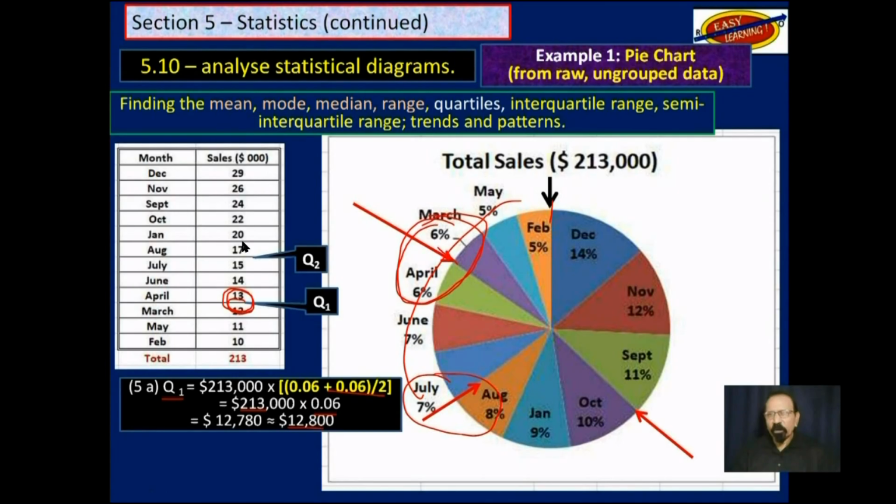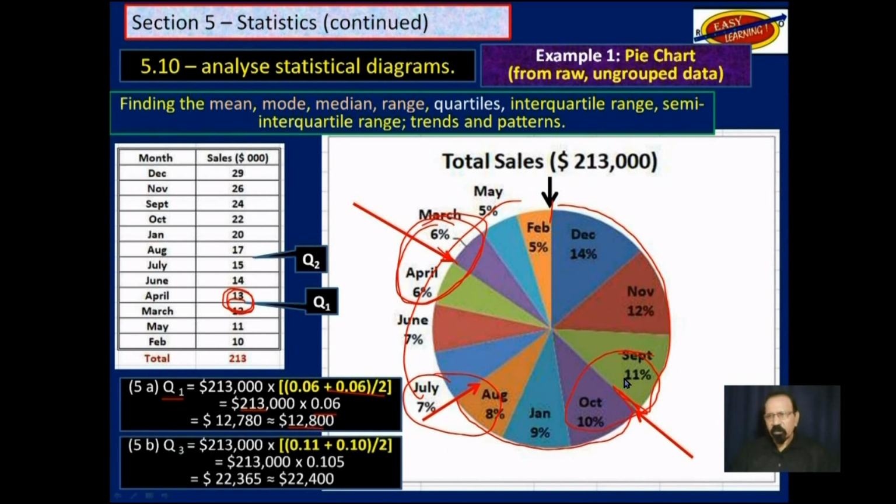Now for Q3, if we count this way, 1, 2, 3, we will reach here. Or if we go that way, 1, 2, 3, we will reach here. So we'll have to find the mean of those two. 10 and 11, that will give us 21. Divided by 2, we get 10.5%. Carry that to a decimal.